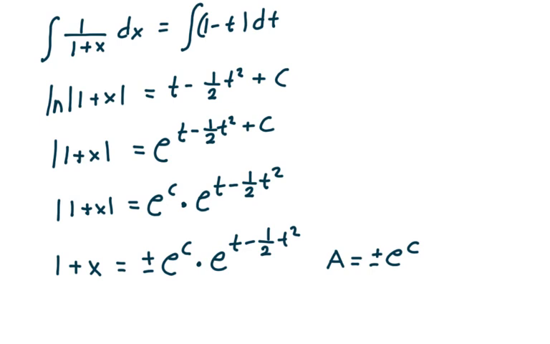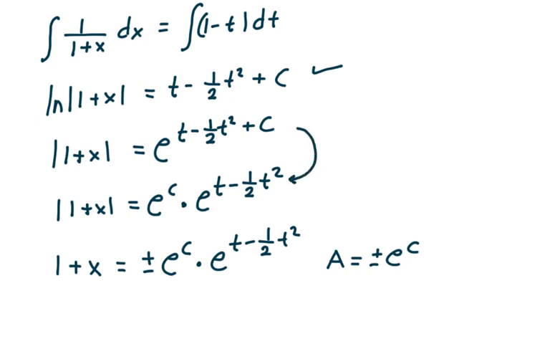So natural log of the absolute value of 1 plus x is equal to t minus 1/2 t squared plus c. So the absolute value of 1 plus x is equal to e raised to the (t minus 1/2 t squared plus c). So the absolute value of 1 plus x is equal to e to the c times e to the (t minus 1/2 t squared). That's just laws of exponents to go from here to here.